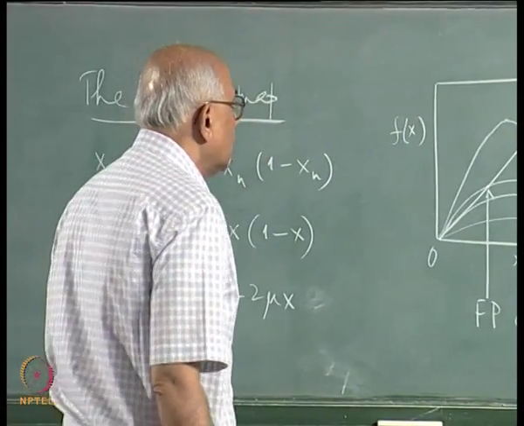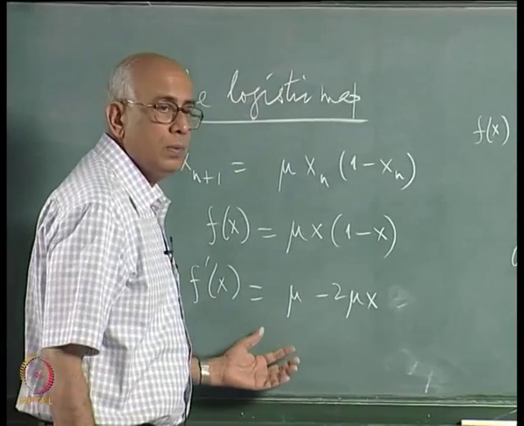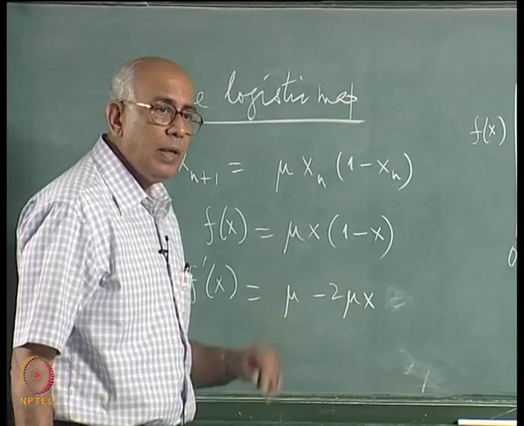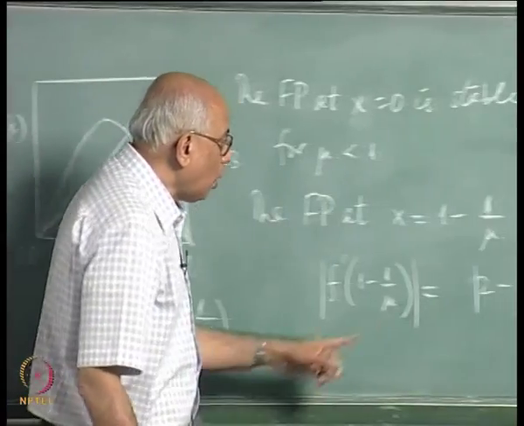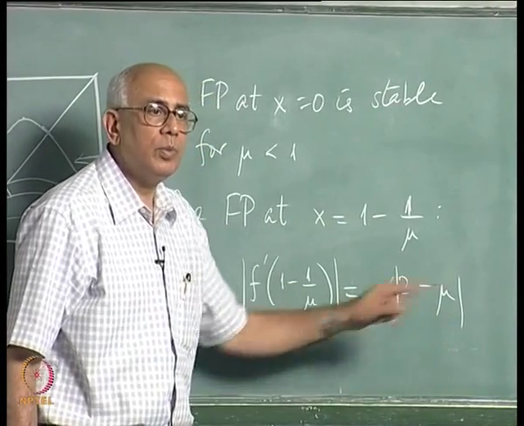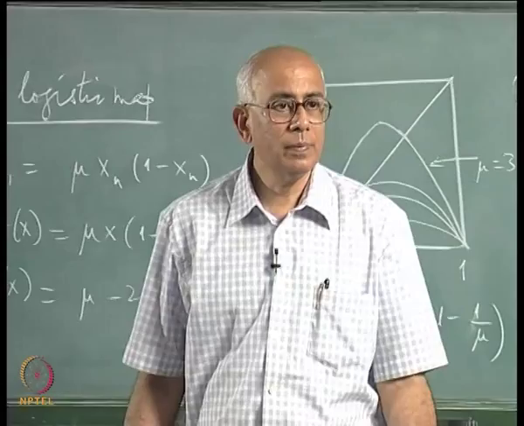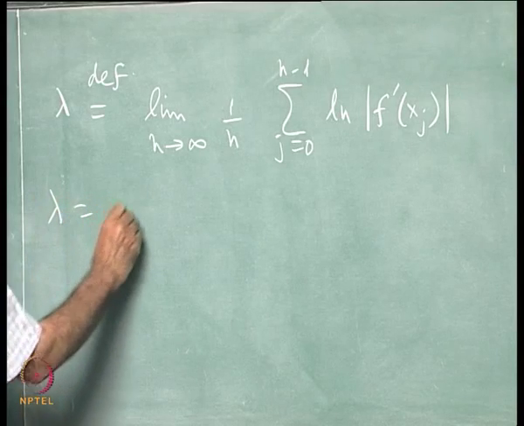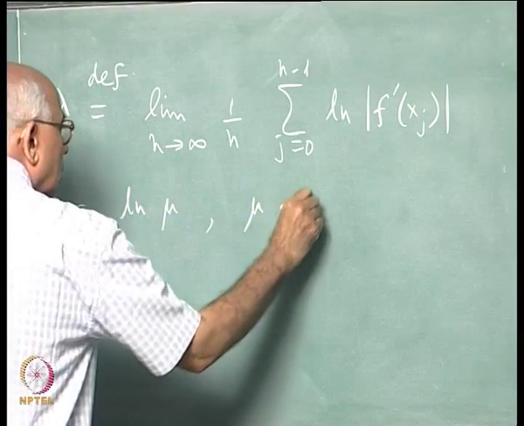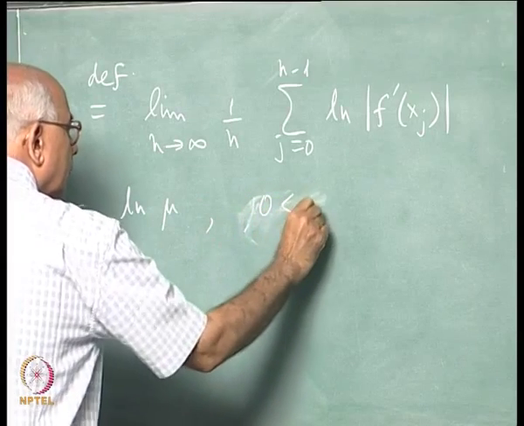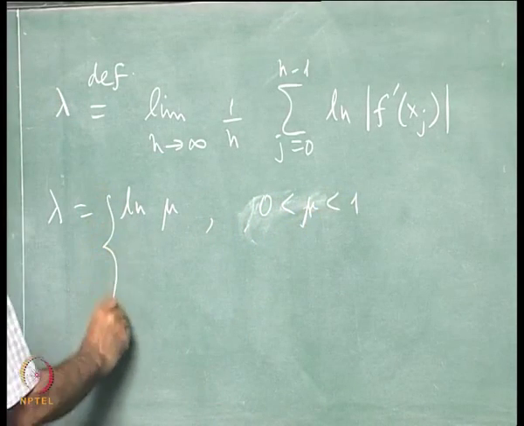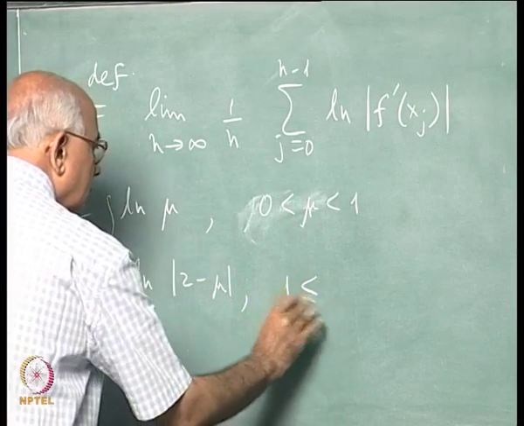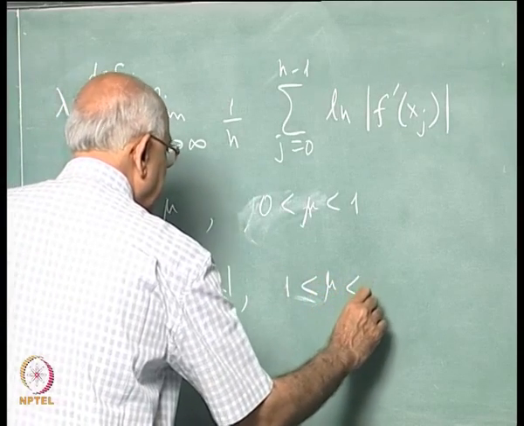So the Lyapunov exponent is log mu as long as mu is less than 1. Between 1 and 3, the Lyapunov exponent is log mod 2 minus mu, and it is again negative, showing that there is a stable fixed point. So let us write this down. Lambda for the logistic map is equal to log mu for 0 less than mu less than 1. It is equal to log mod 2 minus mu, again for 1 less than mu less than 3.